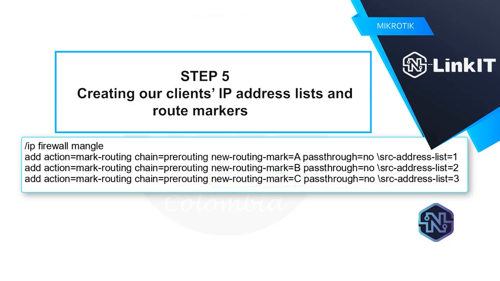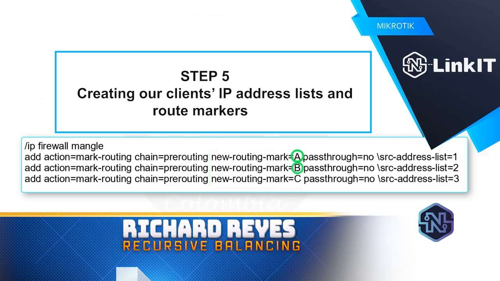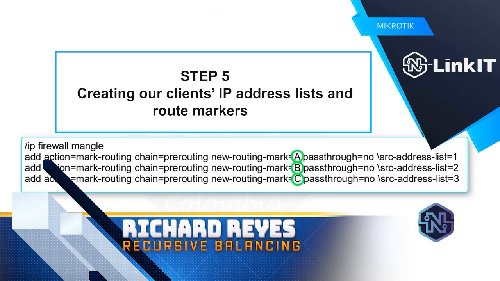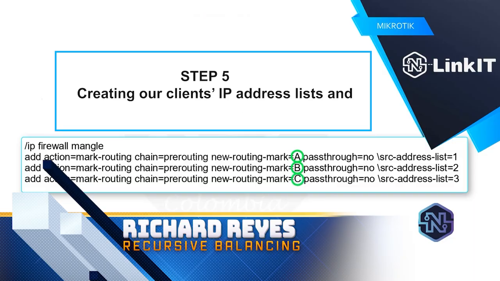The order in which we will work will be the following. First, we will create the address lists 1, 2, and 3. And then in the Mangle, we will create the route marks A, B, and C. Let's start.